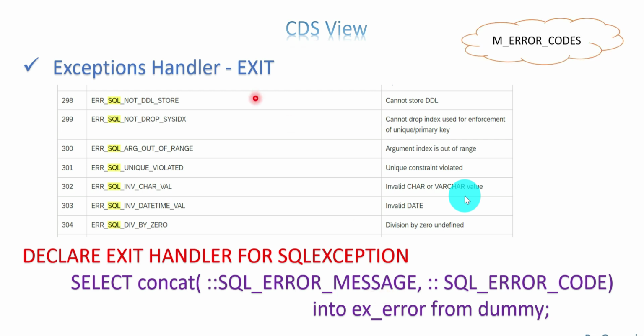These error codes are available in a standard view called M_ERROR_CODE. So go to SE16, and if you have a view based on your version, you're able to see everything. Otherwise, go to saphelp.com. You're able to see all the error codes as well as the exact name of the error and the description of the error.